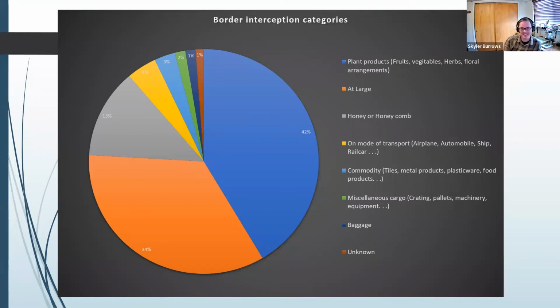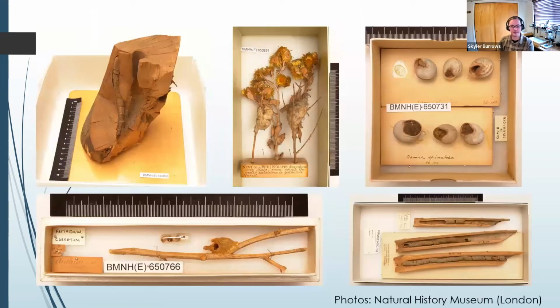There's a category that the Border Patrol calls just at large, and I'm assuming that's they just found a specimen somewhere, not necessarily on a product. But the biggest place that they have connection to are fruit, vegetables, herbs, and then commodities is an important one as well, because we can find them on wood.